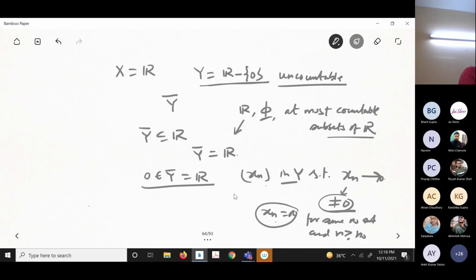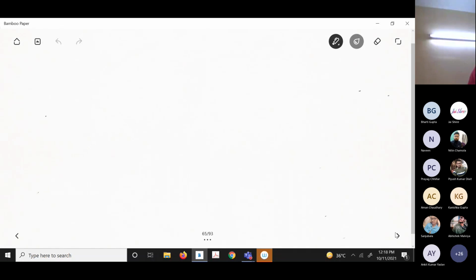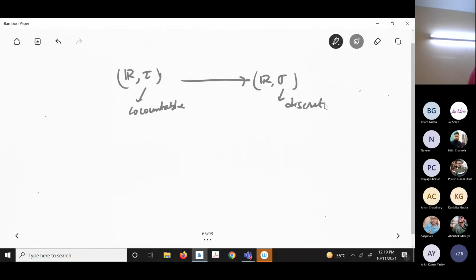Now look, I am saying that the sequential characterization of continuity in this case is also not possible. Look at what I have done here. Here I have taken (R, tau), where tau is the co-countable topology, and here we are taking (R, sigma), where sigma is the discrete topology. And you are taking the identity map.